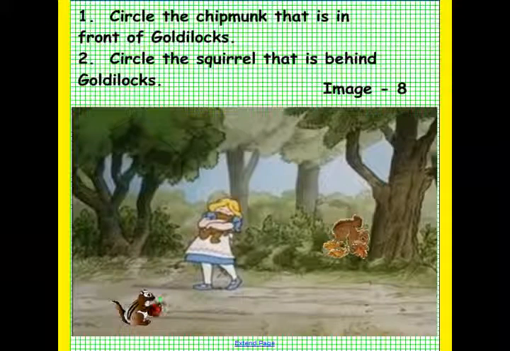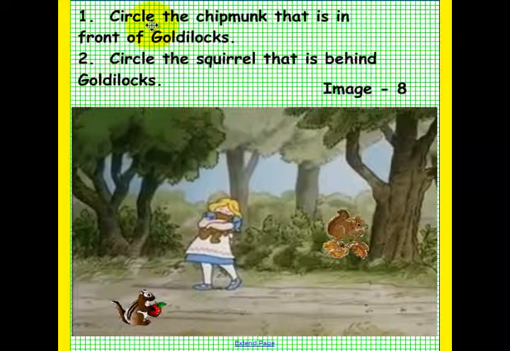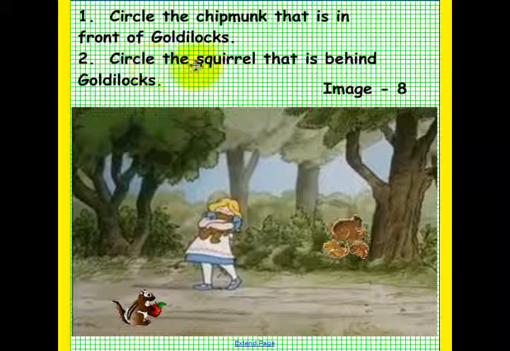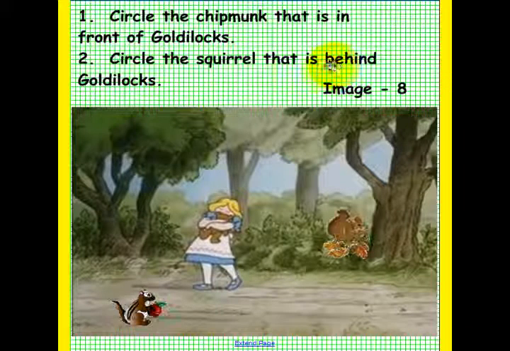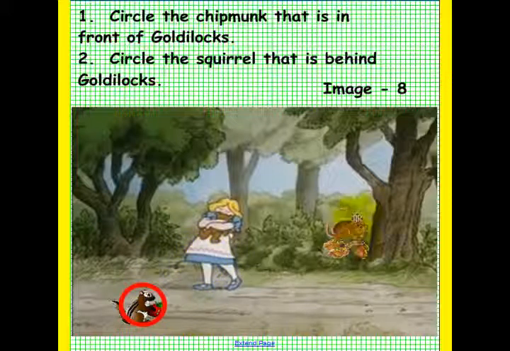Image number 8. What we'd like for you to do is to circle the chipmunk that is in front of Goldilocks. Then circle the squirrel that is behind Goldilocks. Please pick up a pen and do that now. Okay, here is the chipmunk, and he is in front of Goldilocks. Here's the squirrel, and he is behind Goldilocks.